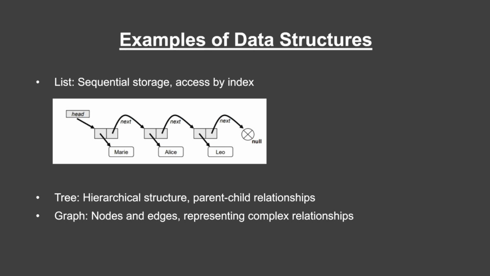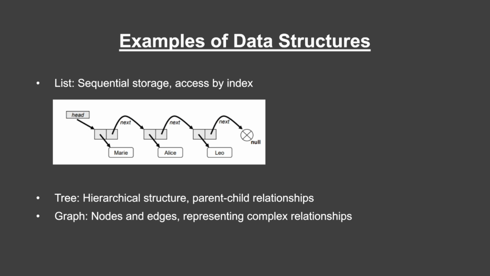And finally we have graphs, which are perfect for representing complex relationships. A graph consists of nodes connected by edges. A great example of a graph is a social network like Facebook, where people are connected by friendships. So in this case the nodes represent the people and the edges represent the friendships. Of course there are many more data structures like stacks, queues, or hash tables that we will also briefly look upon, but our main focus will be on these three.